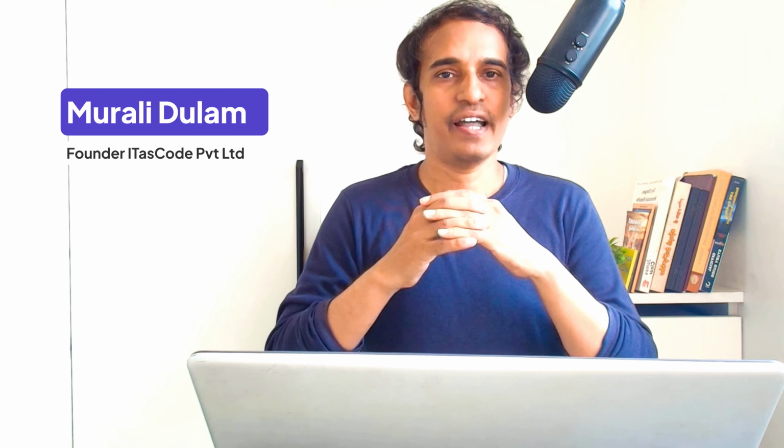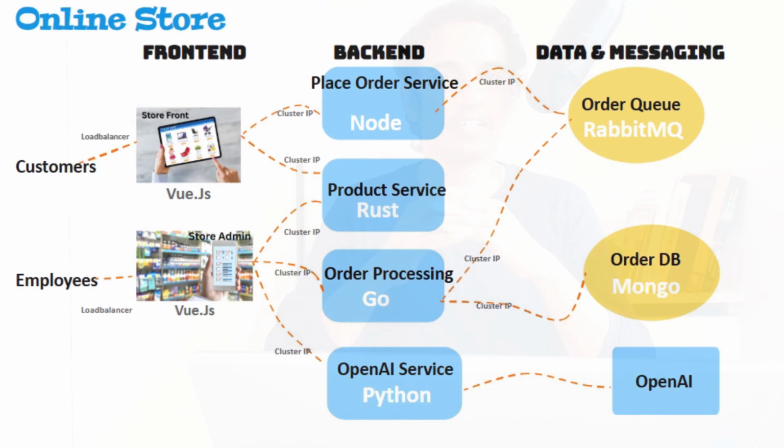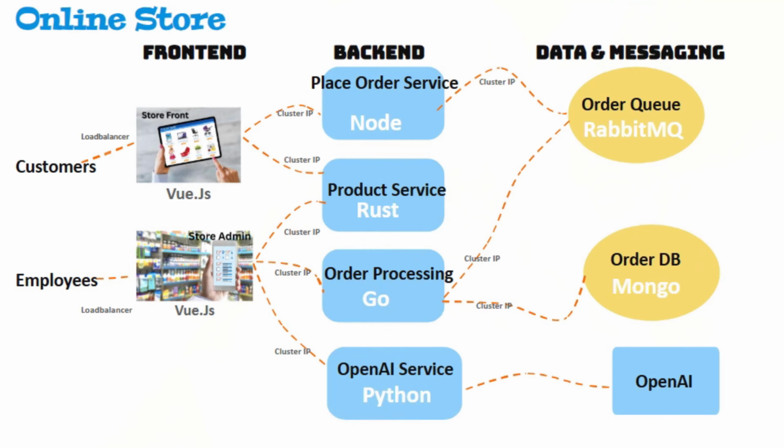How do you build an AI-based e-commerce online store app with 10 microservices deployed into a Kubernetes cluster with real-time messaging and scalable backend along with OpenAI integration? So in this video, we are going to implement a step-by-step process: front-end to backend, data to messaging.